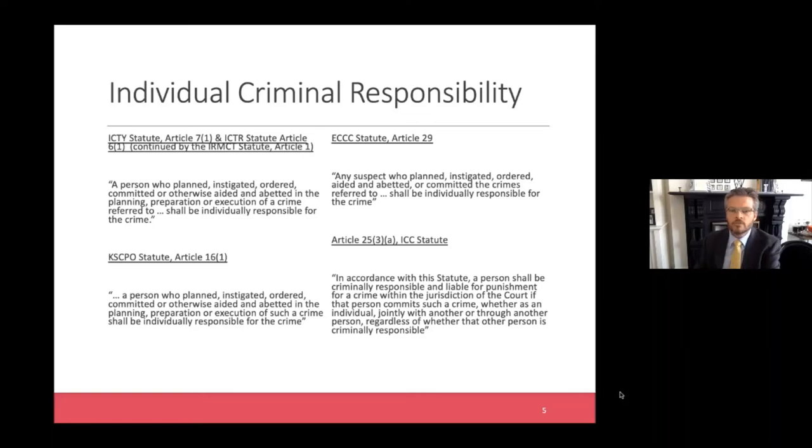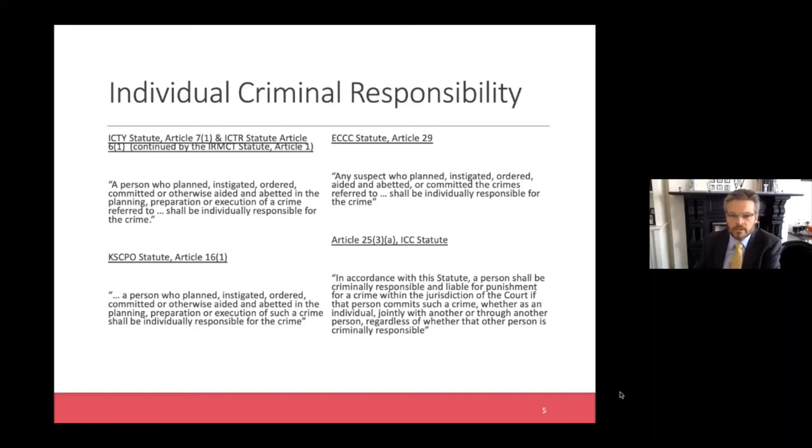Each of the above statutes, save for the STL statute, have specific provisions setting out the bases for individual criminal responsibility. For example, Article 7.1 of the ICTY statute, mirrored by Article 6.1 of the ICTR statute, provides a person who planned, instigated, ordered, committed, or otherwise aided and abetted in the planning, preparation, or execution of a crime referred to shall be individually responsible for the crime. The KSCPO statute and the ECCC statute have very similar worded provisions. They are effectively identical.